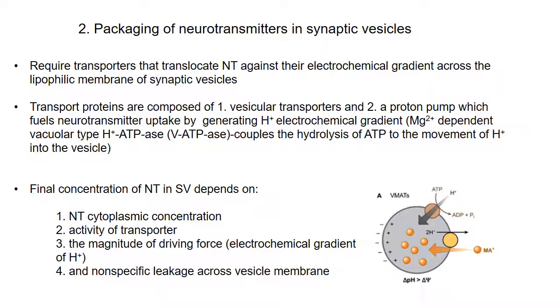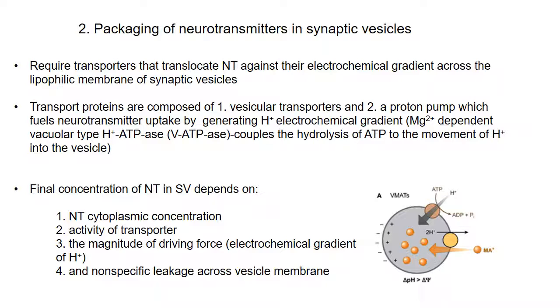So the next step we're going to go through is the packaging of neurotransmitter in the synaptic vesicles. Neurotransmitters, when they're made, need to be transported into the vesicles, and they need to be concentrated in the vesicles, which requires transport against their electrochemical gradient. And this requires transport proteins. What occurs in the synaptic vesicles is that we have vesicular transporters that are specific for each of the groups of small molecule neurotransmitters. And we also have a proton pump, which fuels neurotransmitter uptake because it generates a proton electrochemical gradient. It uses the energy of ATP hydrolysis to move protons into the vesicles, thus making the pH of the vesicles much more acidic than the cytoplasm.